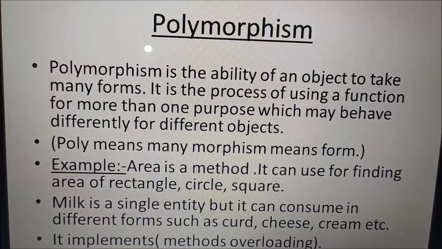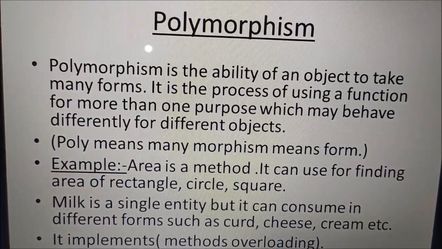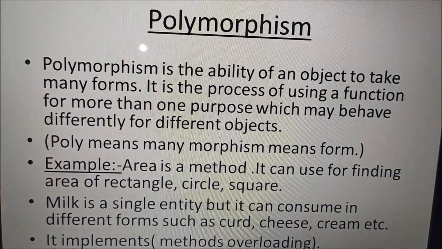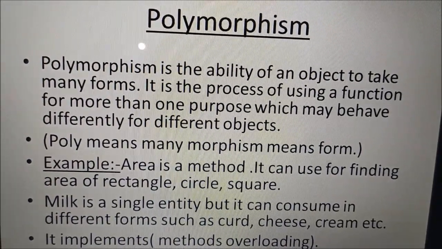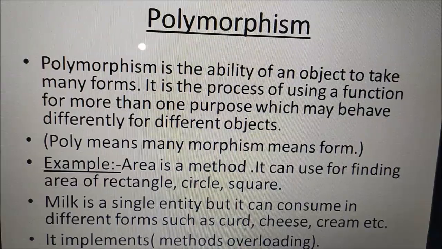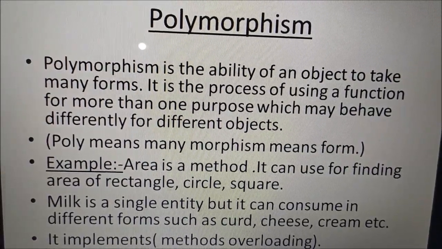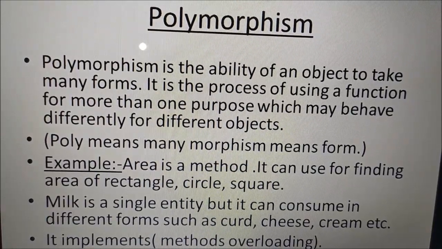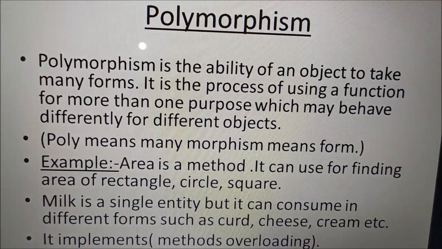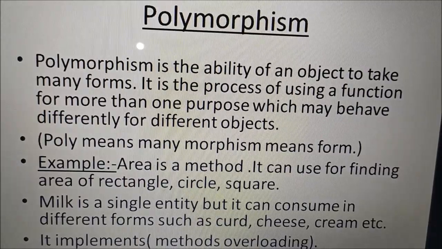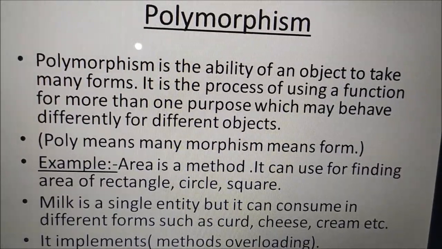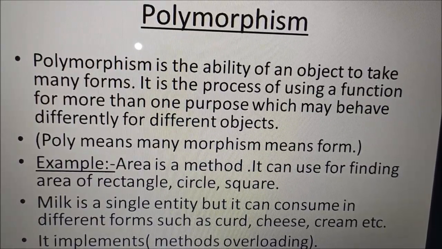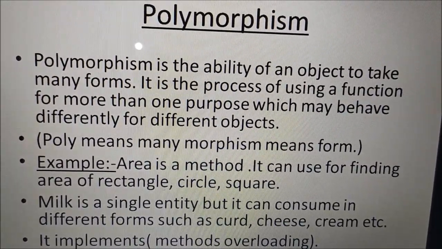It is the process of using a function for more than one purpose, which may behave differently for different objects. The word poly means many, morphism means form. So what it is saying is that one function can be used for more than one purpose. बहुत सारे काम के लिए एक ही फंक्शन यूज हो सकता है, और वो बिहेव करेगा डिफरेंट ऑब्जेक्ट के लिए डिफरेंट वे में, डिफरेंट मेथड में.